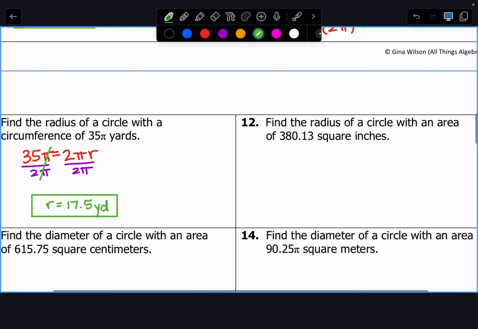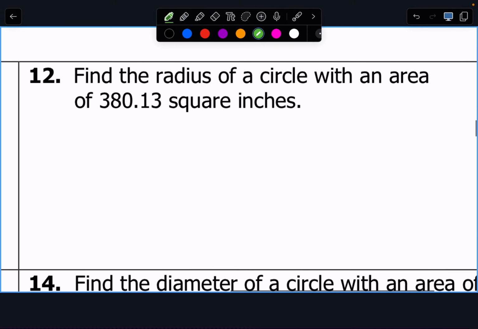Okay. Go to number 12. Oh, interesting. You guys, this is taking us way too long to redirect to be quiet.